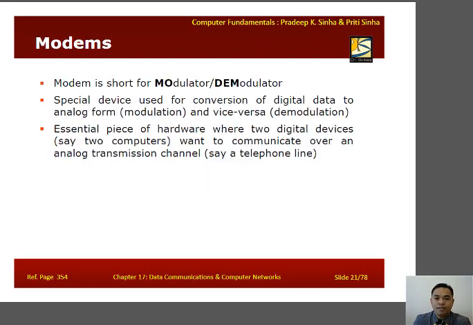Let's proceed. In data communication, there is a device known as a modem, which is short for modulator-demodulator. This device is used for conversion of digital data to analog form, that is modulation. If we are going to convert analog data into digital data, this is what we call demodulation. It is an essential piece of hardware where two digital devices want to communicate over an analog transmission channel, so that it will be passed through the telephone line.